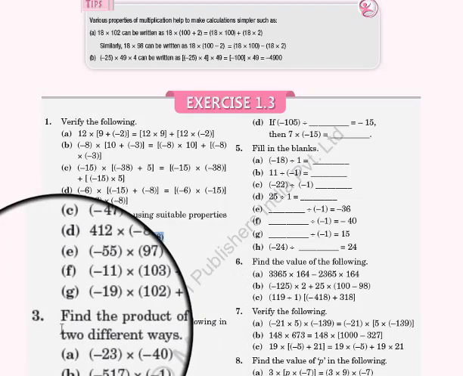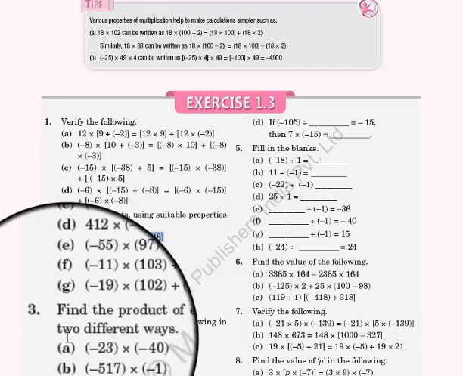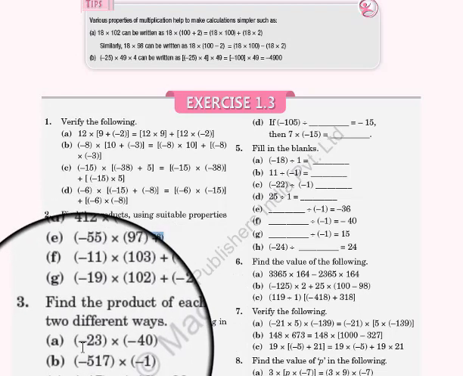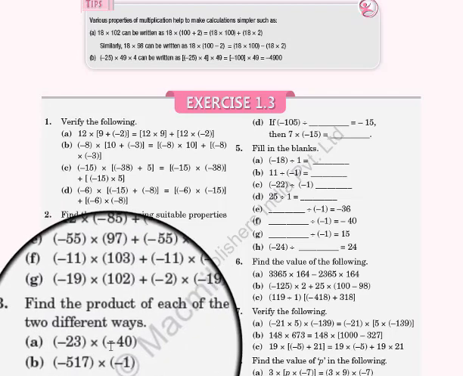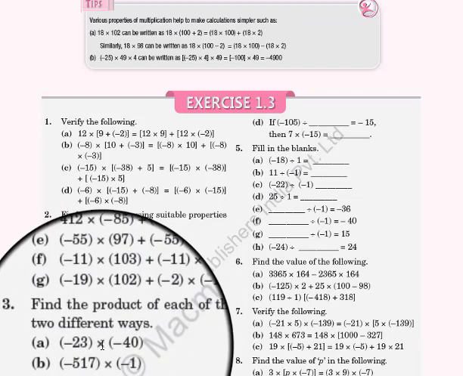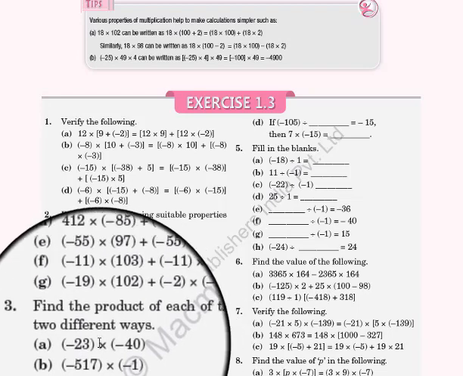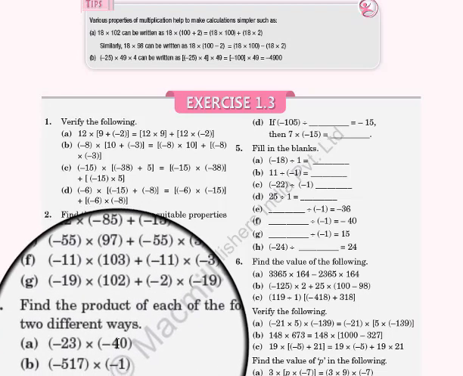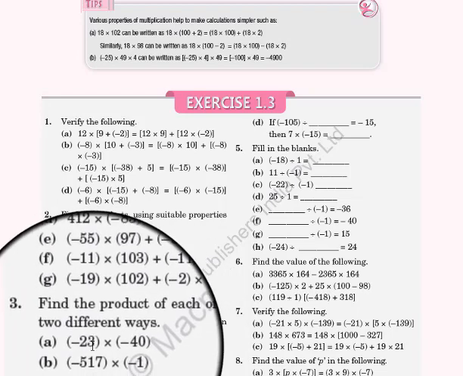In question number 3, we have to find the product of each of the following in 2 different ways. One method is that you simply multiply. In another method, you have to break any one of the numbers. That means either you write minus 40 as minus 30 plus 10, or you write minus 23 as minus 20 minus 3, and then you solve it, using the distributive property to calculate. Like this you complete up till question number 3.